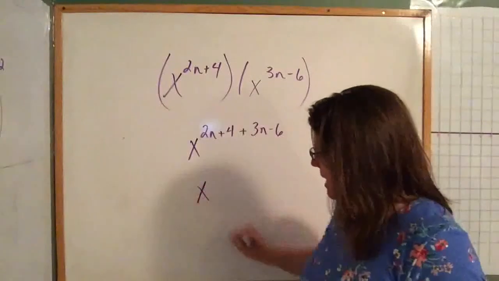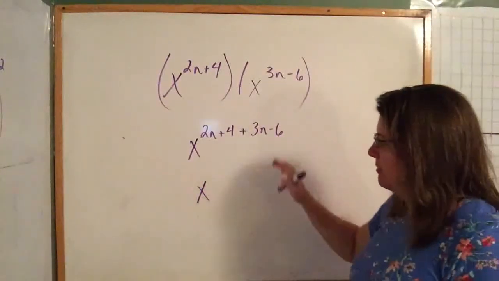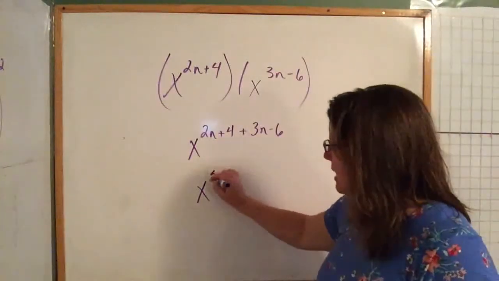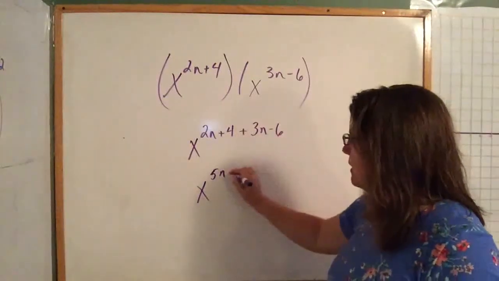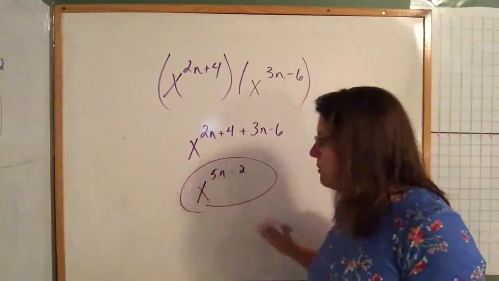And so I keep the base, and I add my exponents. 2n plus 3n is 5n. 4 minus 6 is negative 2. That would be my answer.